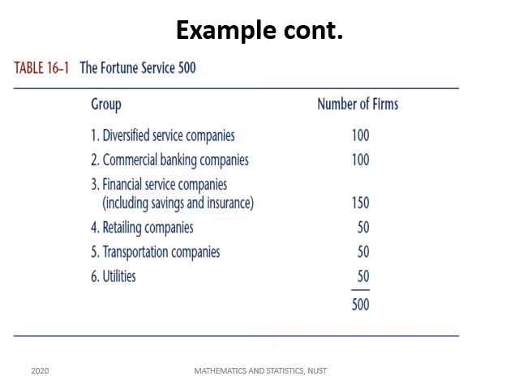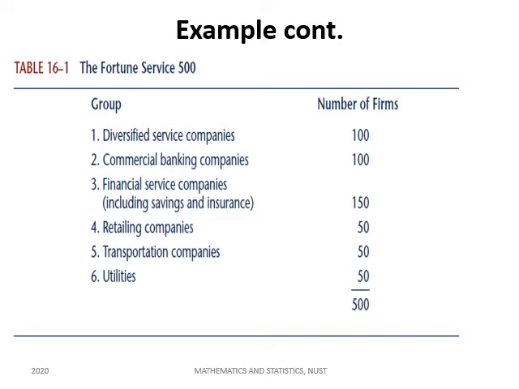Now this economist has found that companies within the same group share common characteristics related to their net income. So what that means is those in the diversified service or those that are diversified service companies, their net income is pretty much the same. Those in the banking sector, net income is basically the same.